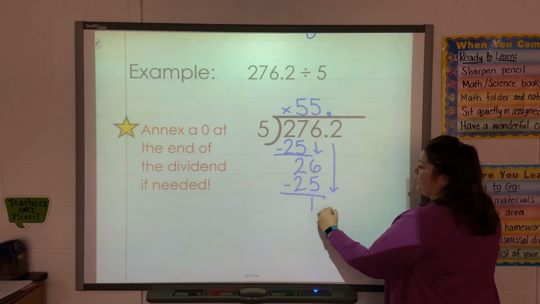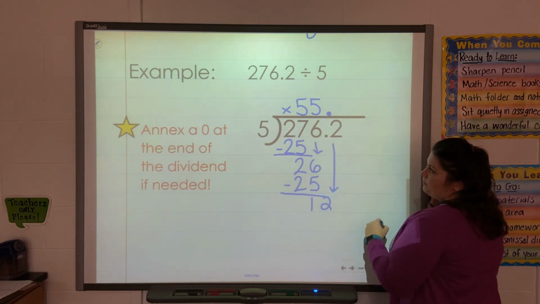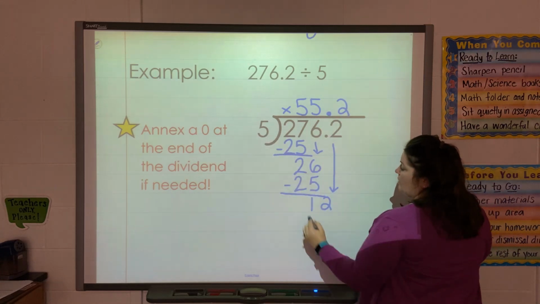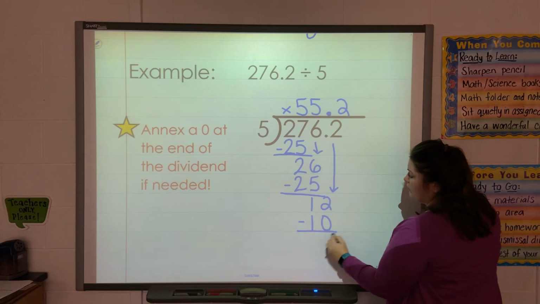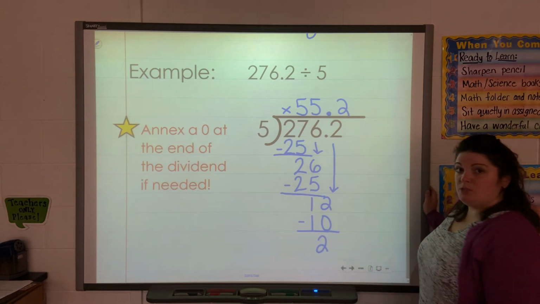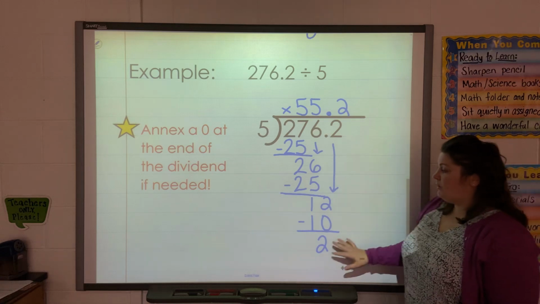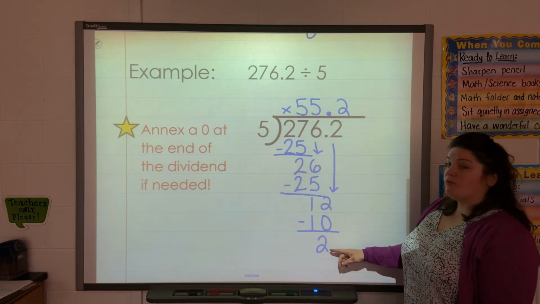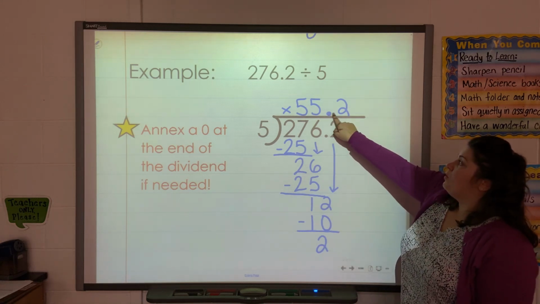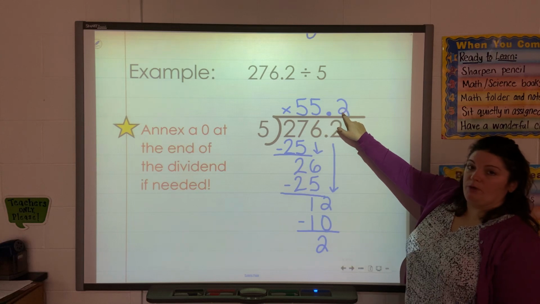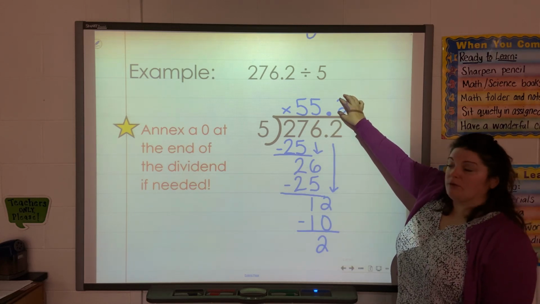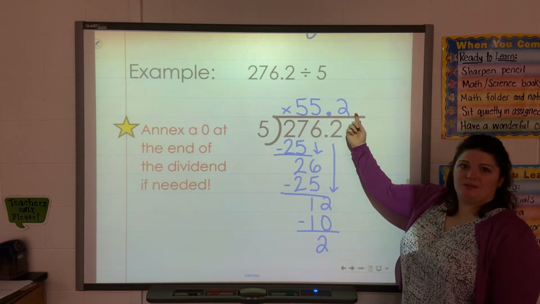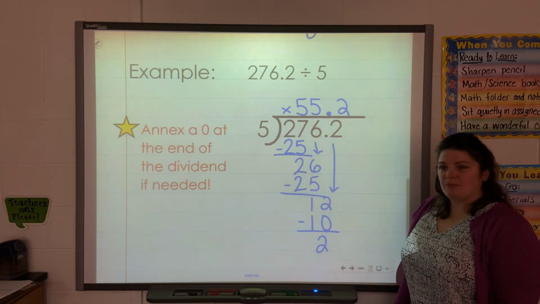Bring down your 2. Again, we're ignoring this decimal point. How many 5s come out of 12? 2, because 2 times 5 is 10. Subtract 12 minus 10 and you get 2. Now let's pause there. Normally, if this was a whole number, we would say we have a remainder of 2. However, we can't say that anymore because we already have a decimal value in our quotient, which is kind of like a remainder. So we can't put remainder 2 because it's almost like having a second decimal point with numbers after it. It just doesn't make sense.